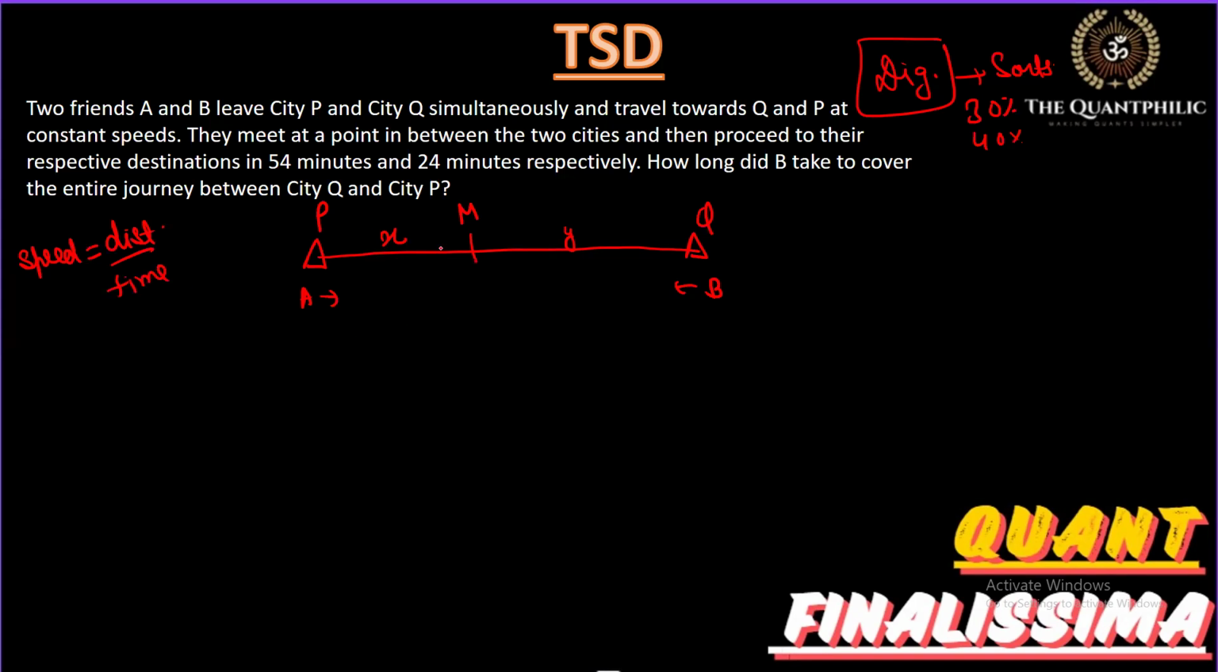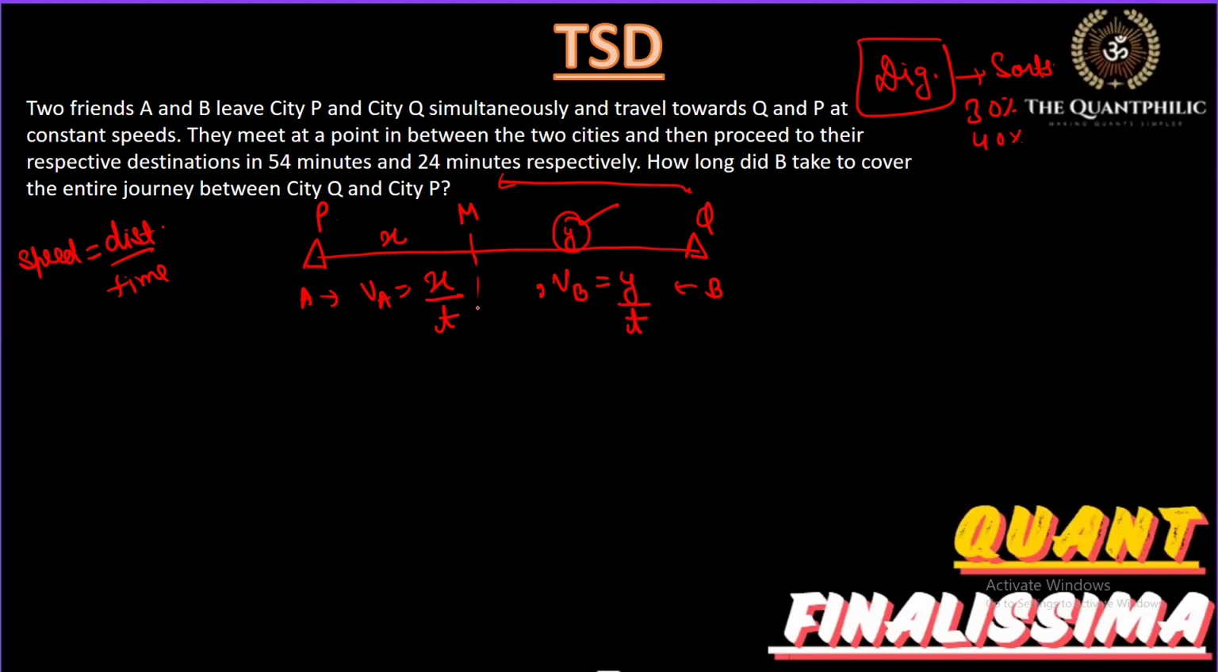So we'll suppose that the time taken by A to reach from P to M is T, and we know that parallelly B is also reaching from Q to M. So we can write speed of A is equal to, suppose the speed is denoted by V, distance is X and time taken we have supposed to be T. And parallelly, if I talk about B, B has covered how much distance? B has covered from Q to M. So distance Y divided by time taken T.